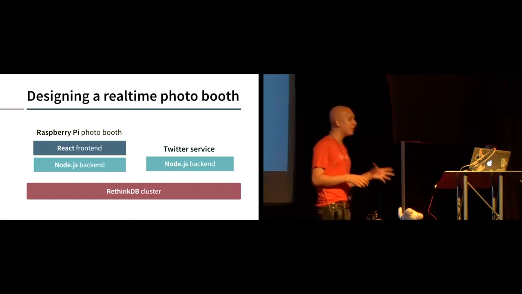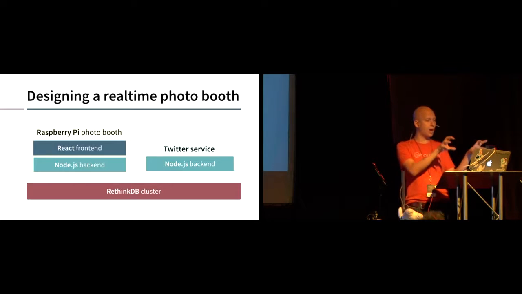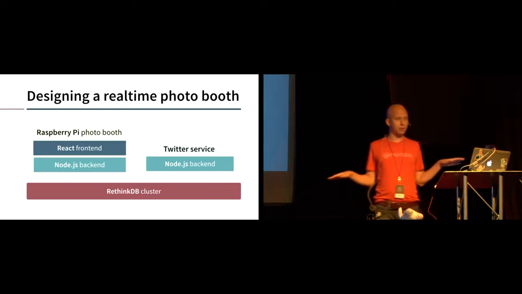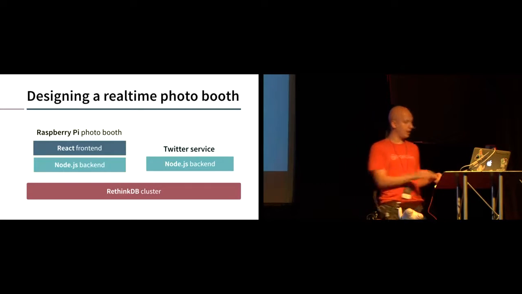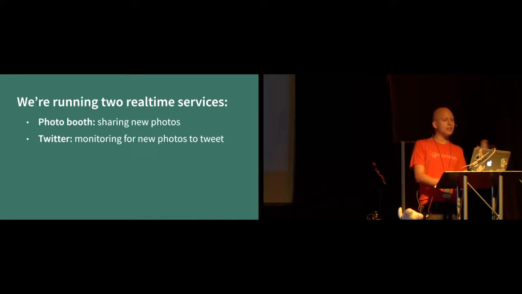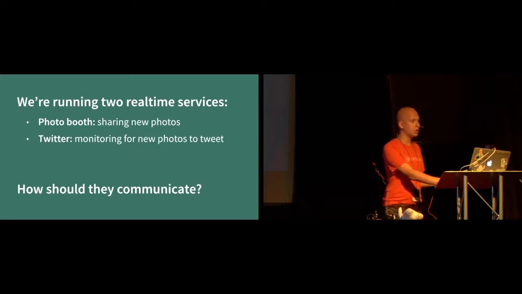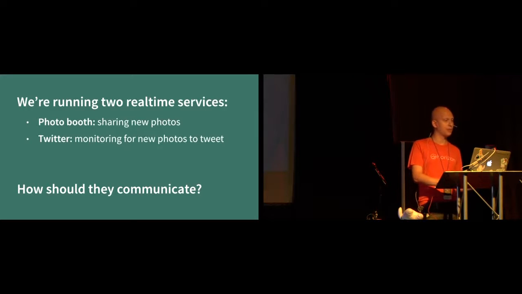So what happens is that we have basically two really stateless services that don't know about each other and need to somehow communicate. And so the question is, we have these two services, the photo booth and then the Twitter service. And how should they communicate? How should they talk to each other? How should they inform each other of real-time updates?